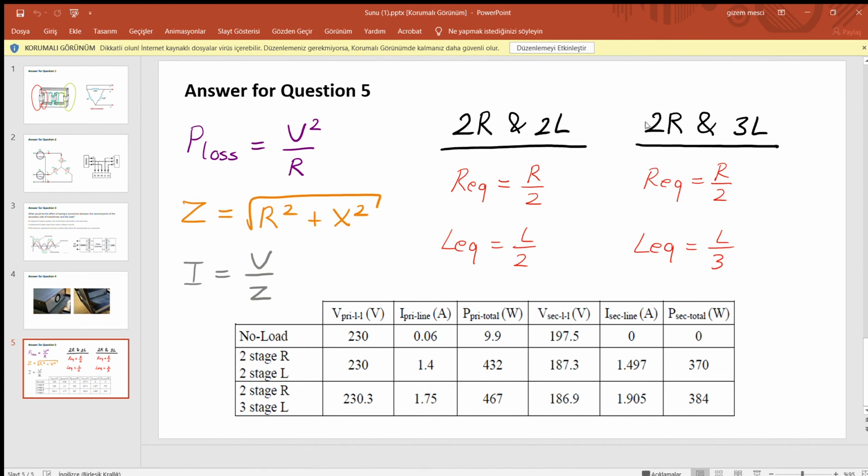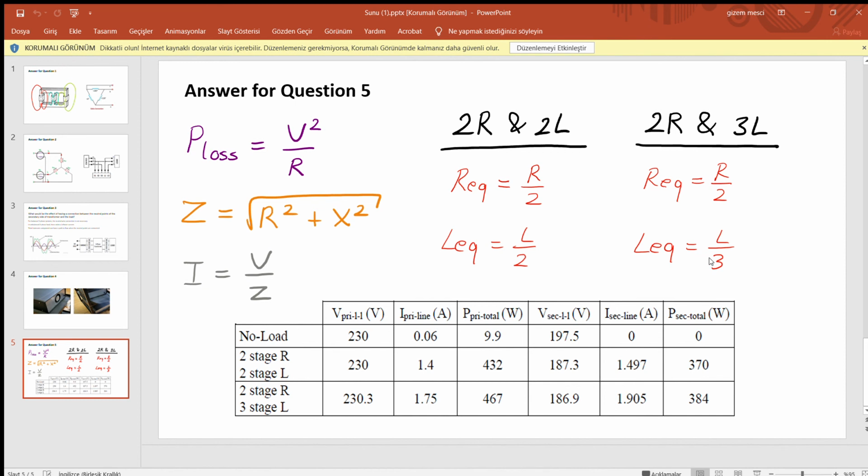In the case of 2R and 3L load, the impedance value decreases because of the fact that the equivalent reactance value decreases with increasing number of parallel connected inductive elements. We can observe this result from this equation. This decrease and then the impedance also decreases. In other words, in 2R and 2L load case, the equivalent resistance is R over 2 and the equivalent inductance is L over 2. While in 2R and 3L case, the equivalent resistance is still R over 2, but the equivalent inductance is now L over 3.